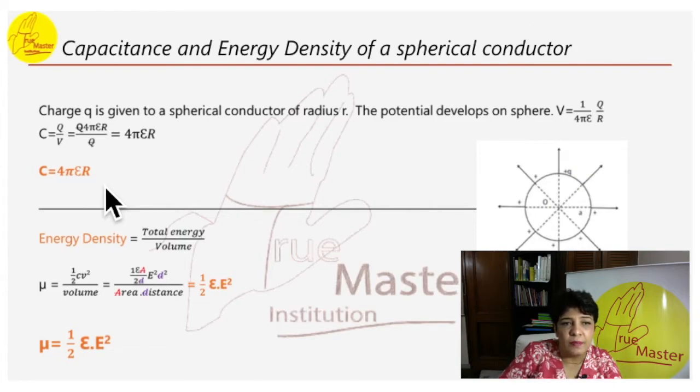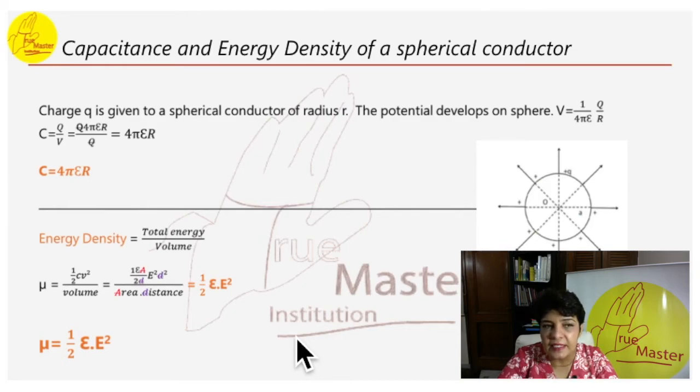Now comes energy density. So we will also cover the energy density of an electric field outside the conductor here. The work done in the charging process is used in creating the electric field. So we can say energy density equals total energy by volume.